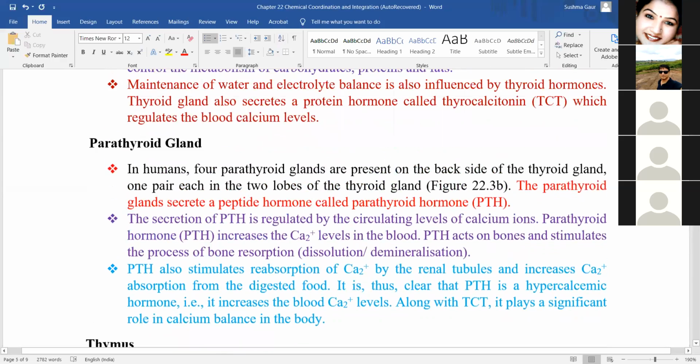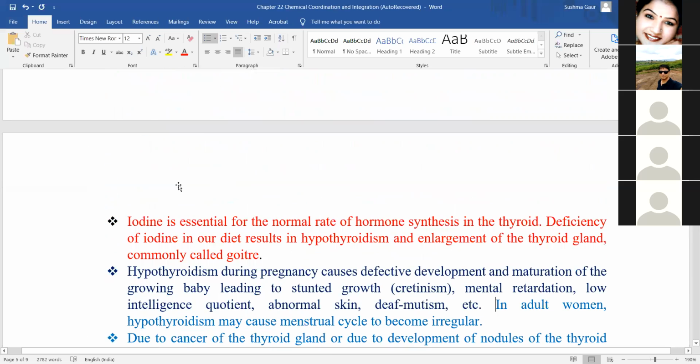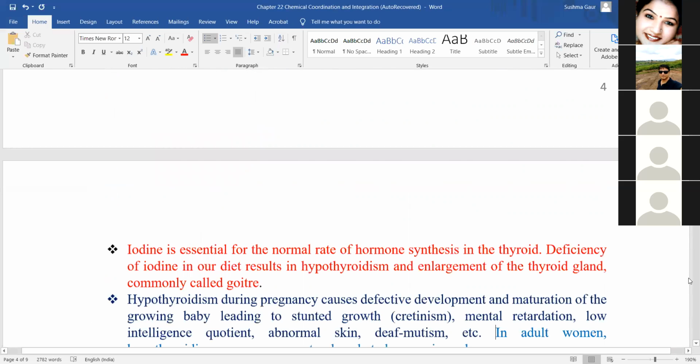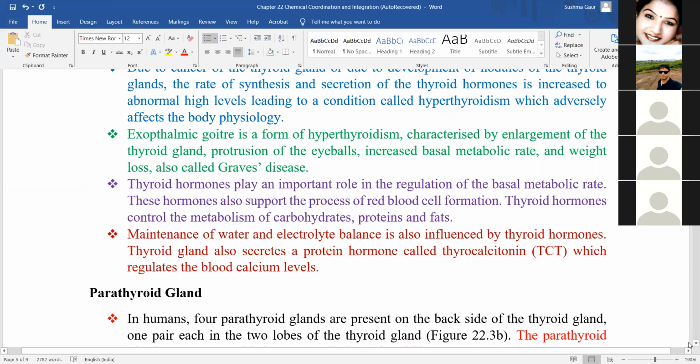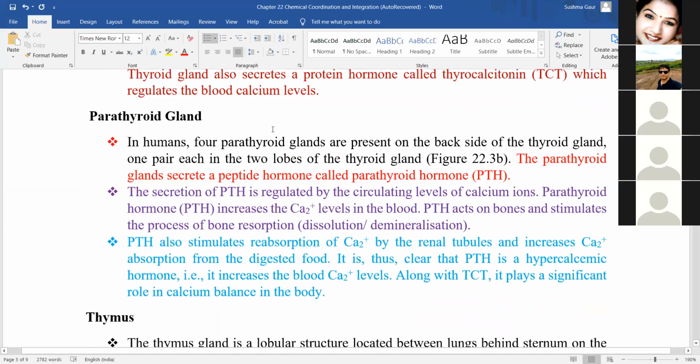Parathyroid gland. So where were the parathyroid glands? I have shown you in the diagram. These are the parathyroid glands. They will be present in pairs on both sides of both lobes of thyroid gland. In humans, there are 4 parathyroid glands present on the back side of the thyroid gland, in pairs, one in each of the 2 lobes of thyroid gland.